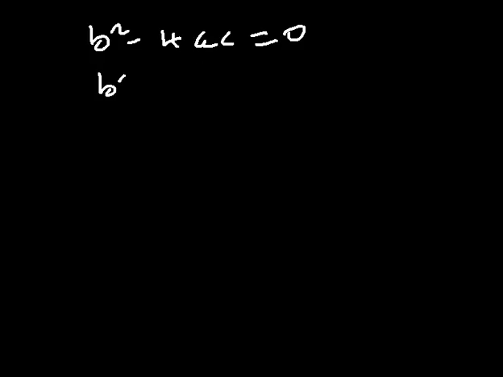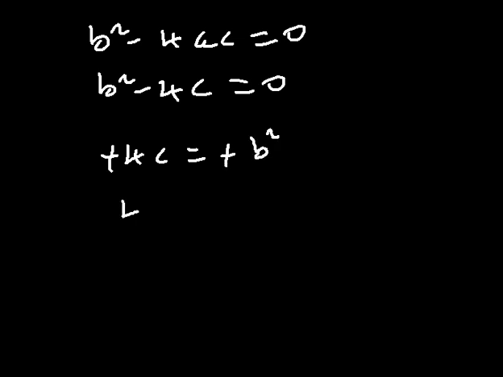So in this case, this is the same as b squared minus 4c is equal to 0. And this is the same as -4c is equal to -b squared. And this negative will go, so we have 4c is given as b squared. And in this case, c is given as b squared over 4.